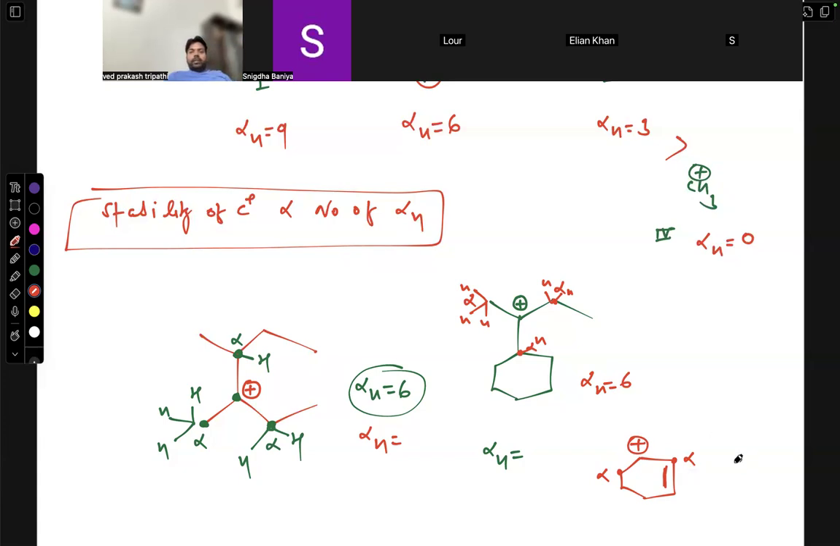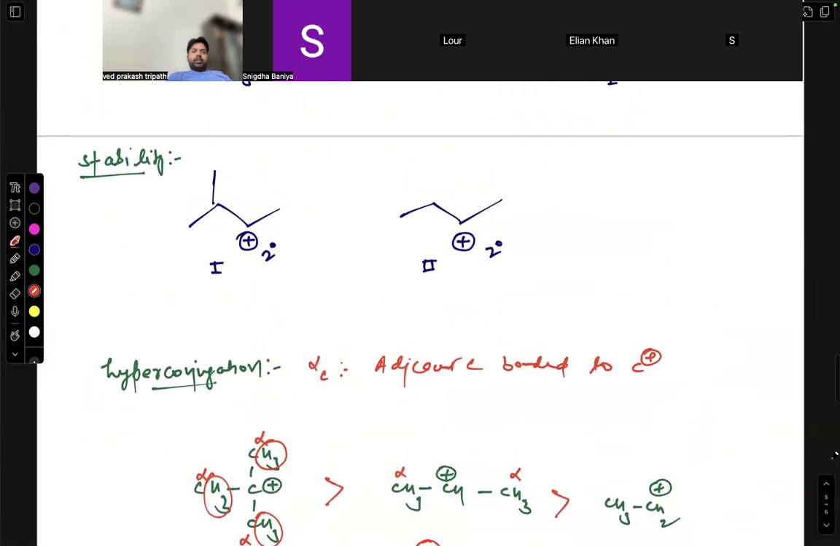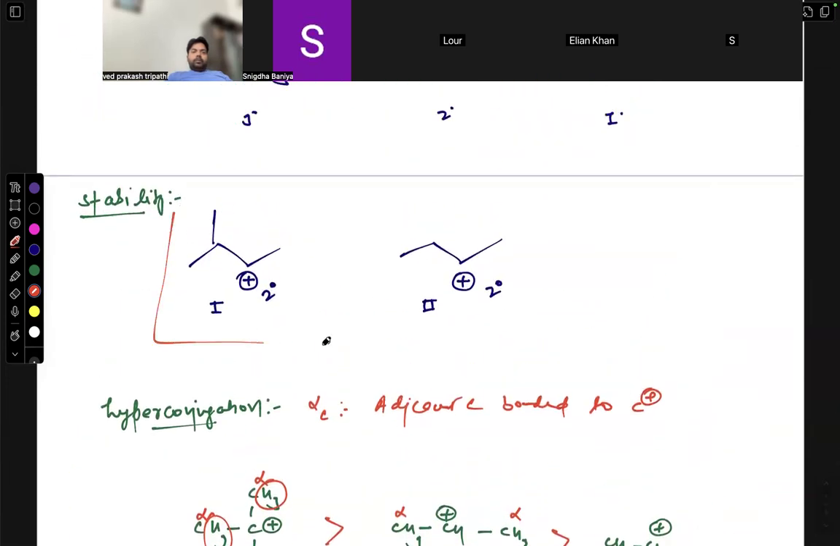So how many alpha H here? Only 2, because we will calculate only this part left. Make sense? Okay, now answer this question. Which is the more stable carbocation?